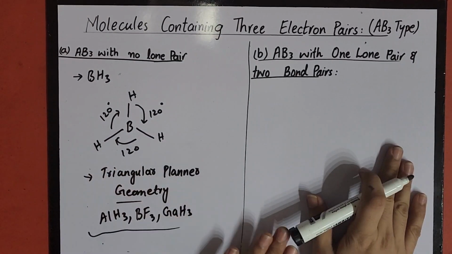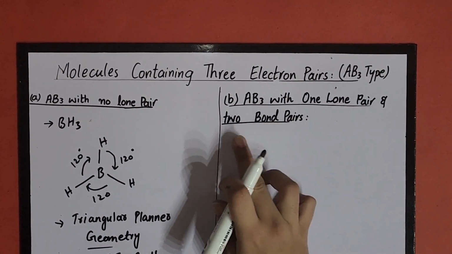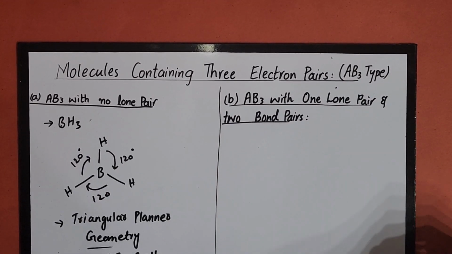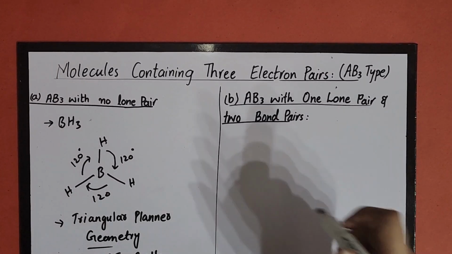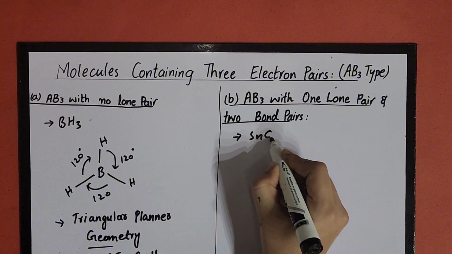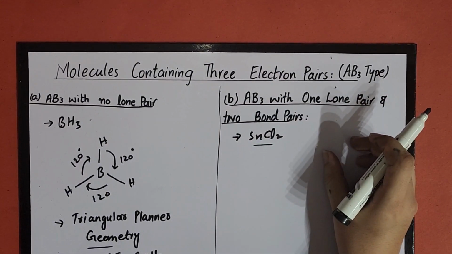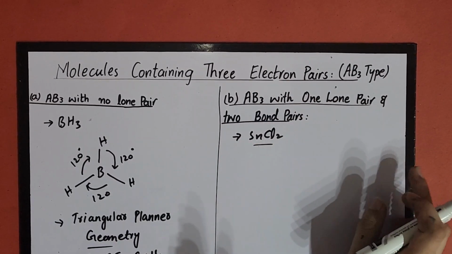Let's move towards the next one, that is AB3 with 1 lone pair and 2 bonded pairs. If we take an example of SnCl2, one corner of the triangle is occupied by 1 lone pair and gives rise to the distorted triangular structure.